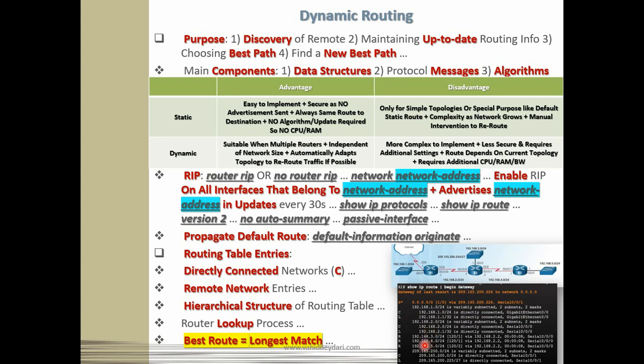Same for dynamically learned routes, like here, RIP routes. You can see that it has both next hop as well as outgoing interfaces. So these are ultimate routes.